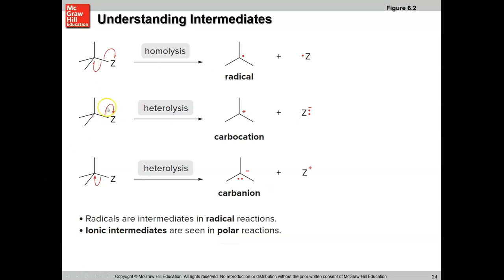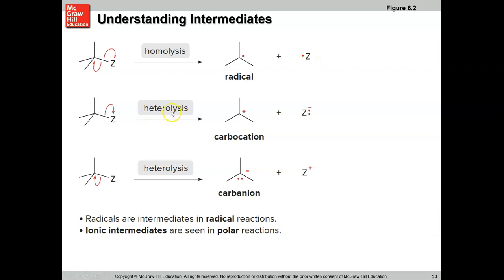Here are some examples of this reaction happening. So homolysis, where we have a chemical compound here, and this bond between the carbon and this Z atom are going to break evenly as a homolysis product. We're going to form a free radical on this carbon and a free radical on our Z atom.